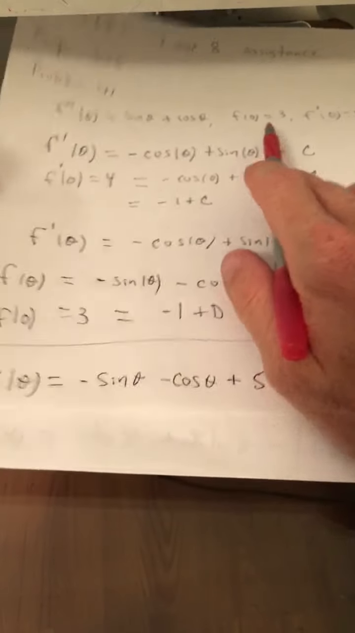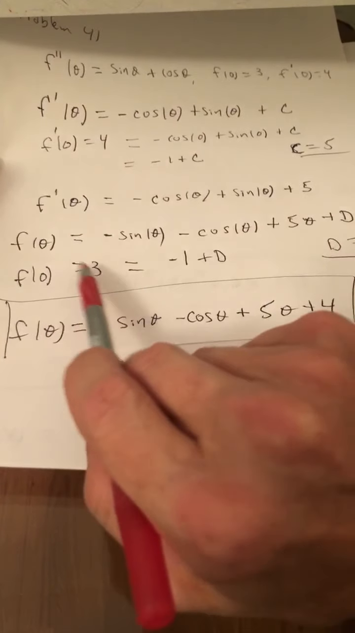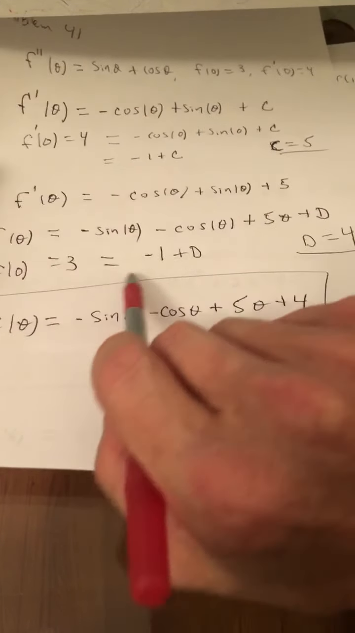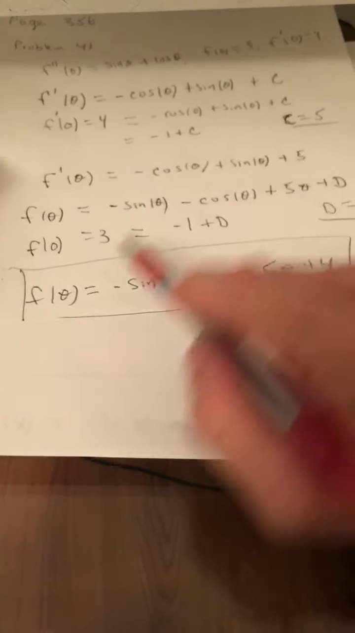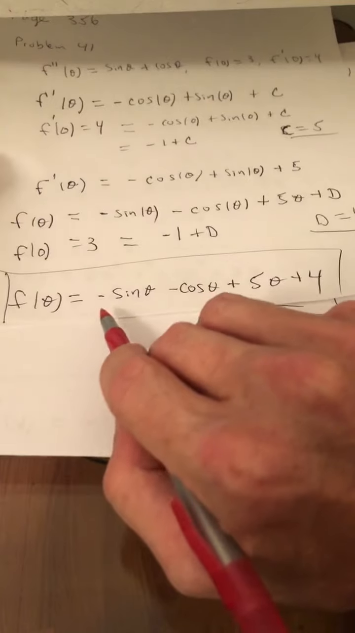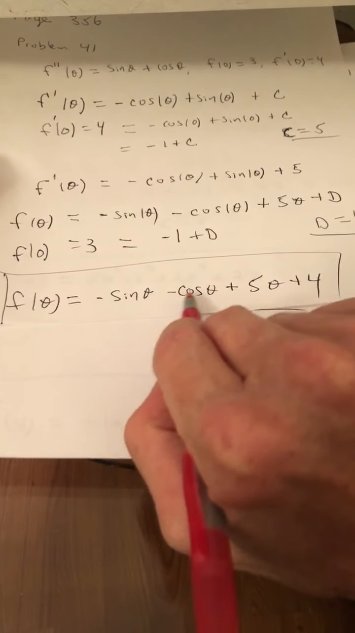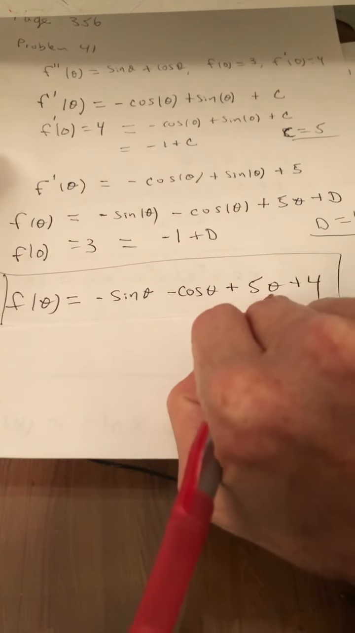We're given f of 0 is 3. So if I plug in 0 for theta, I have to get 3, so now I can determine the arbitrary constant d. d is 4. So f of theta is negative sine theta minus cosine theta plus 5 theta plus 4.